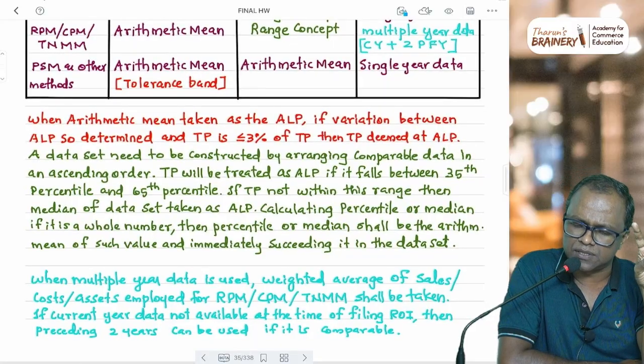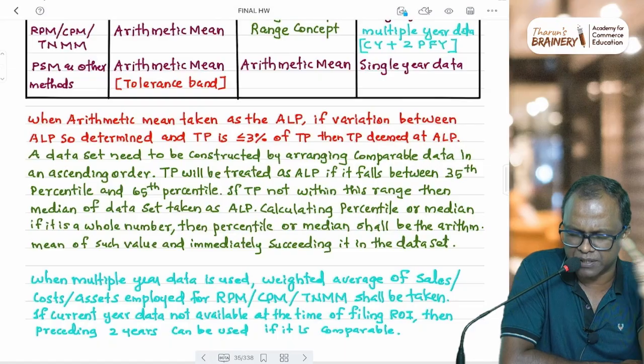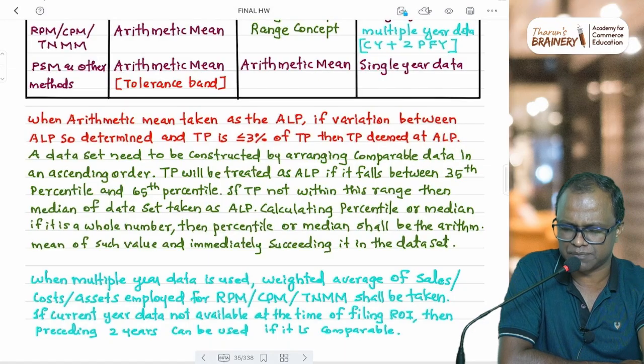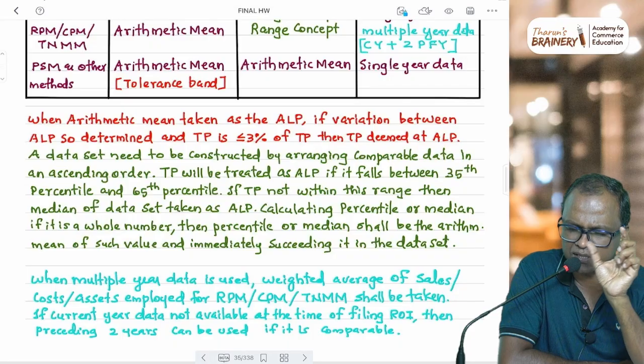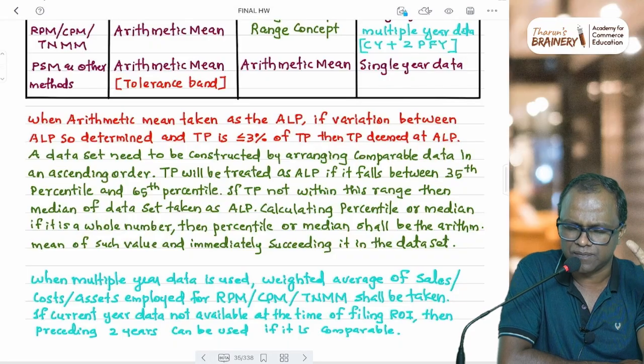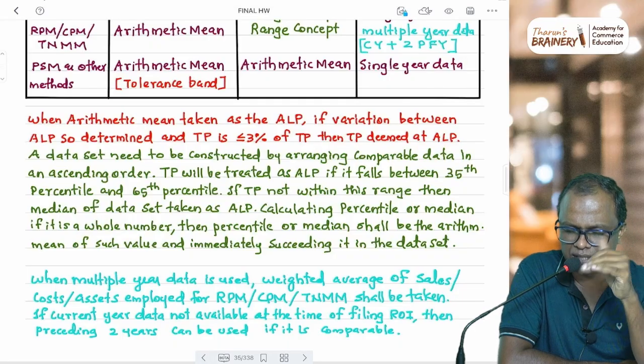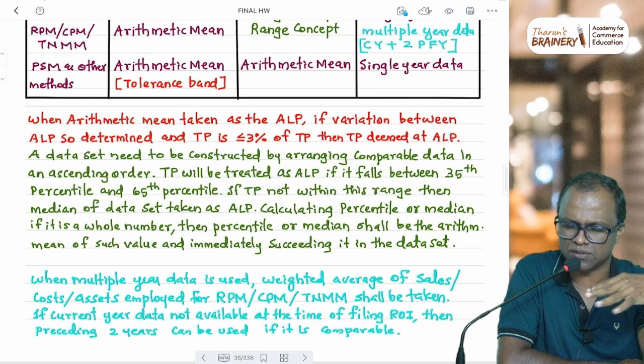And if the transfer price is in between the 35th percentile and 65th percentile, in that range, the transfer price will be accepted. And if the transfer price is not between the 35th and 65th percentile of the data set, then we should take the median of the data set, and that median should be taken as the arm's length price. This is known as the range concept.